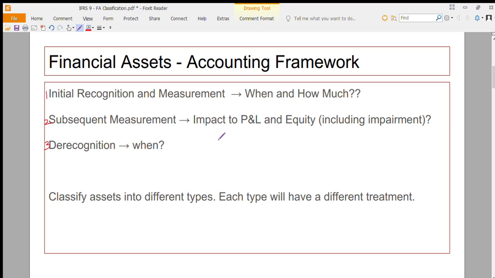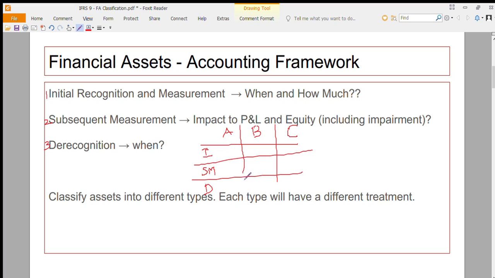And what typically a standard like IFRS 9 tries to do is it classifies assets into two or three categories. In case of IFRS 9, it classifies assets into three categories. Let's say for example, it's A, B and C. And then the standard says what should be the treatment during these three crucial periods that we discussed. That is, during initial recognition, what will be the treatment? Then during subsequent measurement, what will be the treatment? And then at the time of derecognition, what will be the treatment? It makes it very simple for us by classifying assets into these categories.